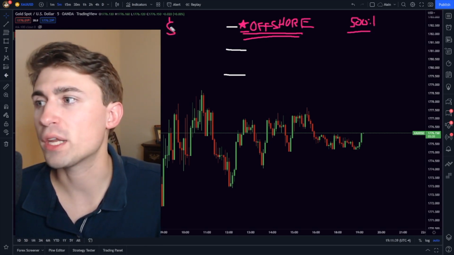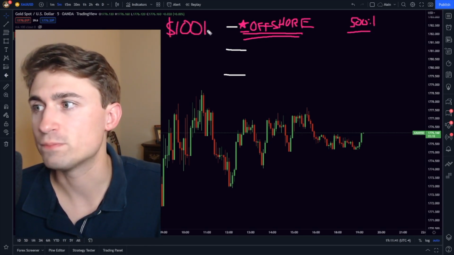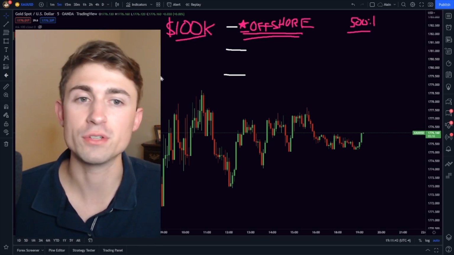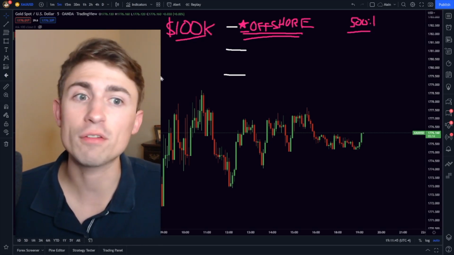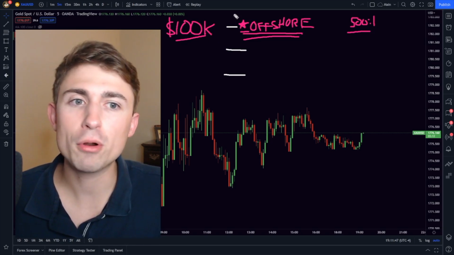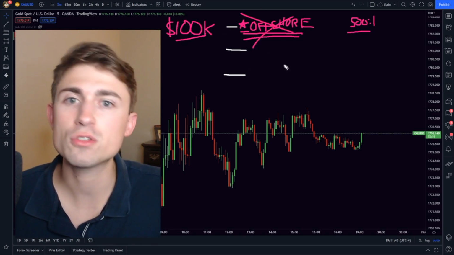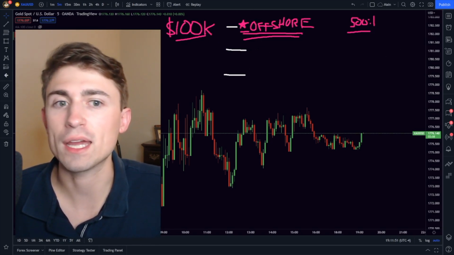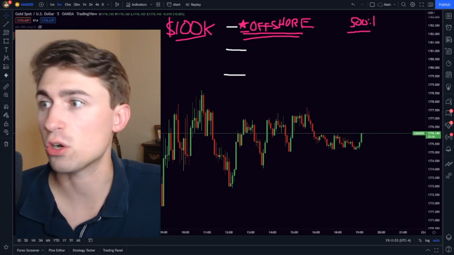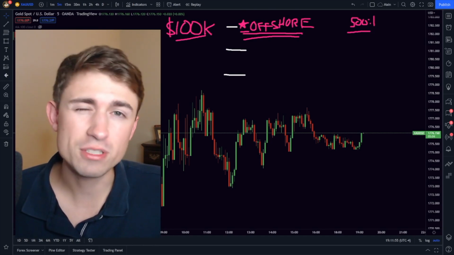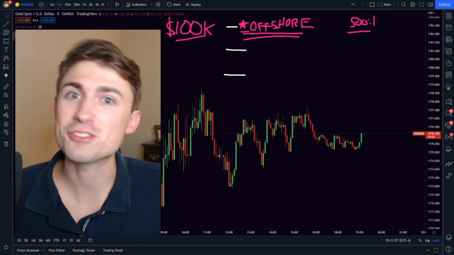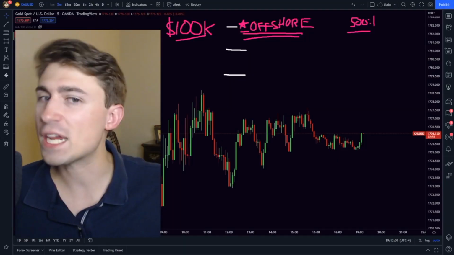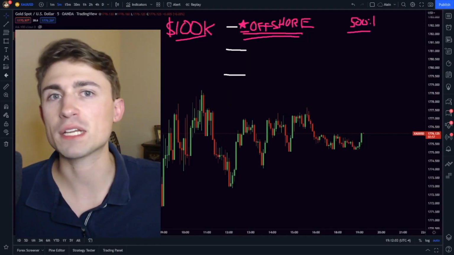Let's say that you put 100 grand into an offshore brokerage and you say, I want to trade XAU USD. They offer me this high leverage, but then that brokerage decides to shut down and go out of business, and they just go ghost mode on you and don't respond to you. You're not in the US. There's no protection to your money. And that to me is a major, major red flag and not something I'm willing to do.